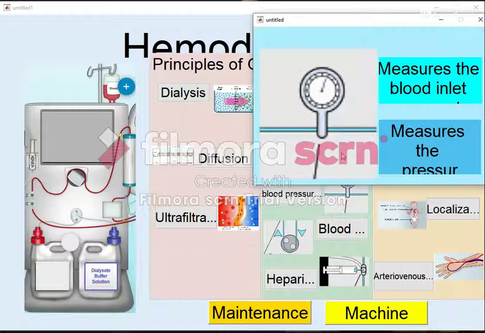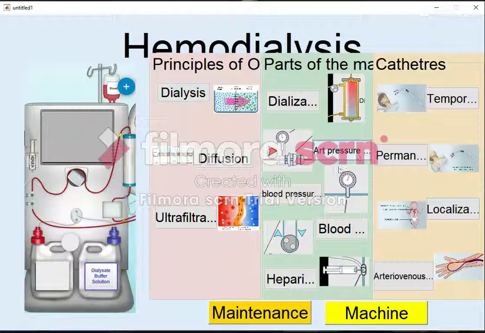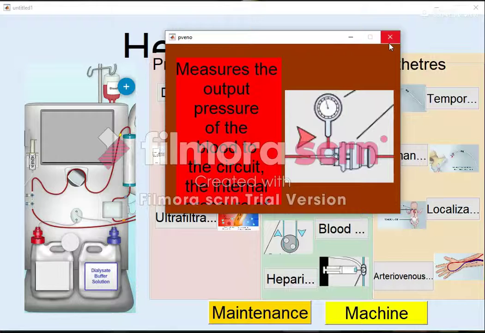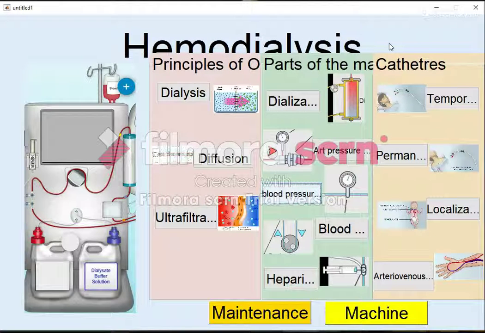Other parts are the air pressure and the blood pressure. This part is very important because it's a parameter for the identification of the fluid, and we can see in this part no complication for the patient.